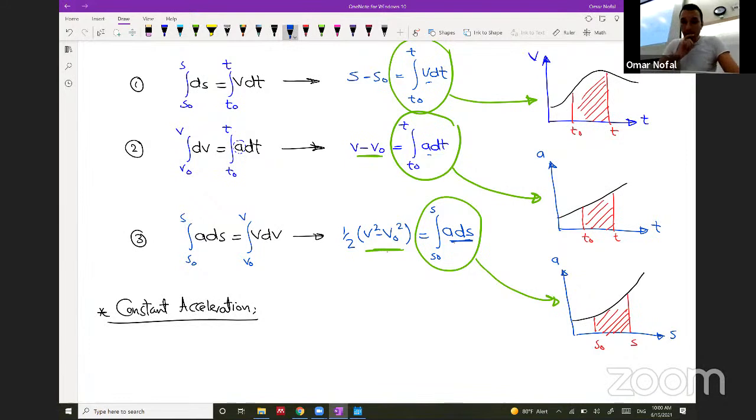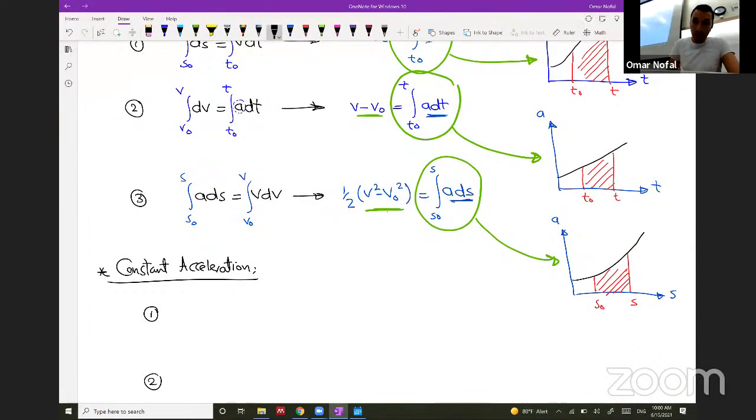So if the acceleration is constant, let's get to number 2 first here. If a is constant, we can get it outside the integration. Okay, let's start with number 2. You will end up with v minus v naught equal to a constant. And here you will have t minus t naught, because it will be only dt, and if you integrate dt it will give you t. Substituting the upper and lower bounds of the integration, it will give you t minus t naught.